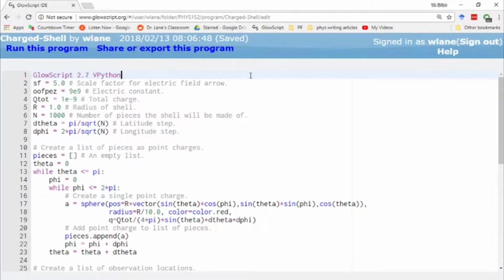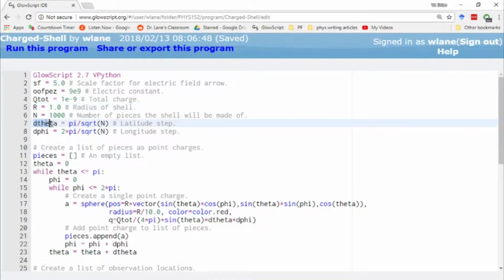The next charge distribution we're going to take a look at is the charged shell. When we say shell in physics, we usually mean the surface of a sphere. So you can think about taking a lot of charge and spreading it over the surface of a baseball or the surface of the Earth. Since we're going along the surface of a sphere, the radius of our charge distribution is going to be constant. Today we'll just set that equal to 1.